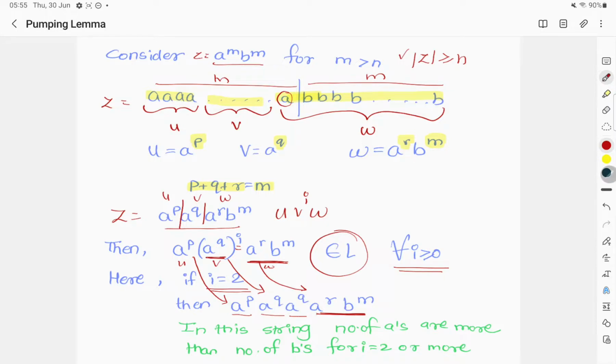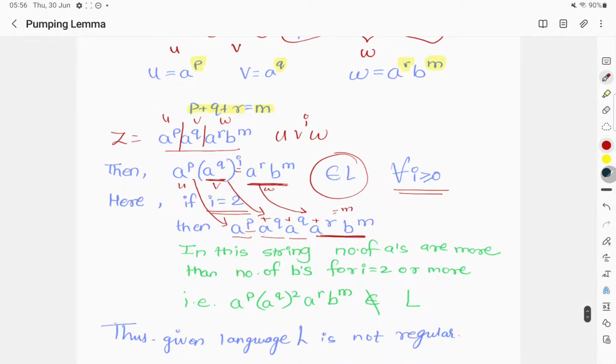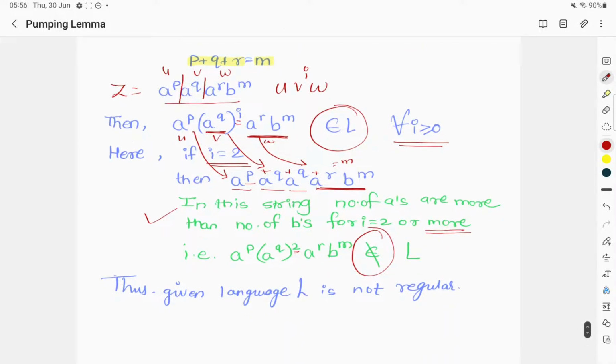Now in this, can I say A raised to P plus Q plus R is equal to M? No, it is more than M. That means the number of A's is more than the number of B's. So I can easily say in this string the number of A's is more than the number of B's, for I equal to 2, or more. If I take I value more than 2 also, this case is going to happen, because of which I can say this string is not a member of the given language, because here I cannot say number of A's are equal to number of B's. And that's why I can say the assumption that I made is wrong, and thus the given language L is not regular.